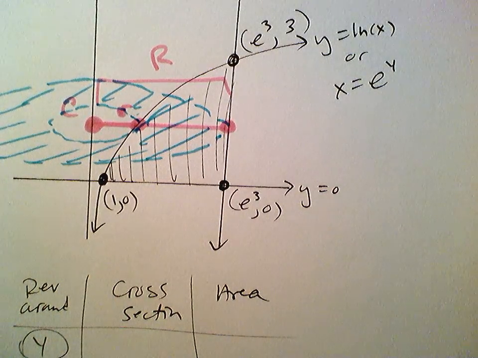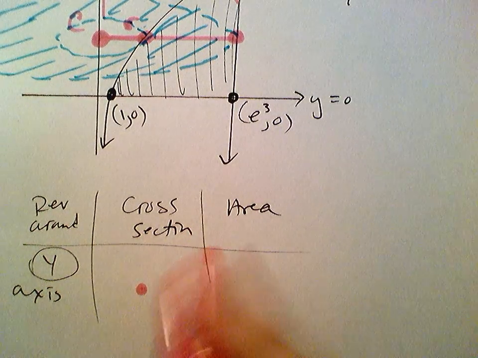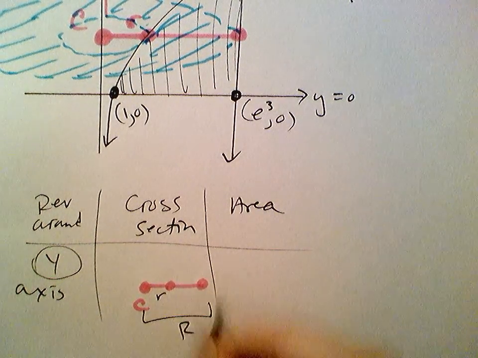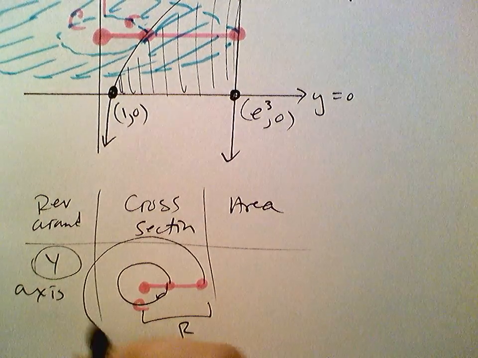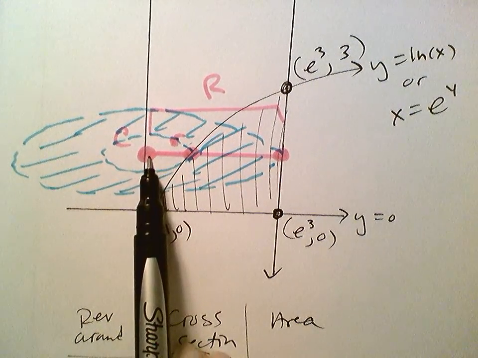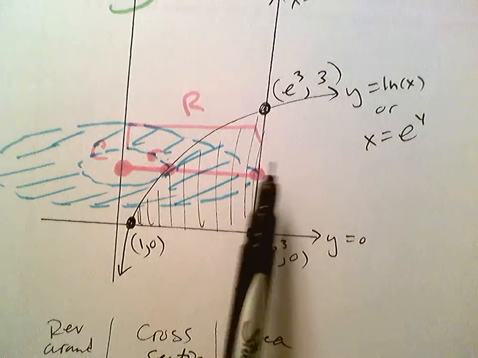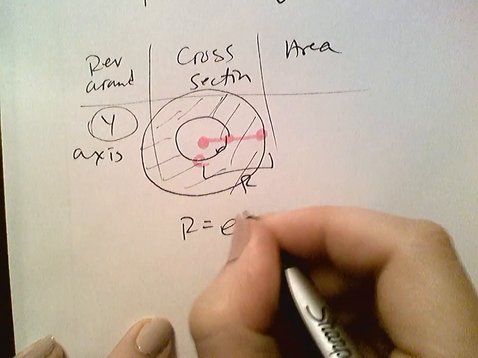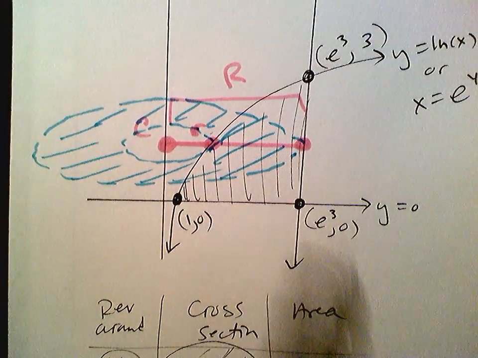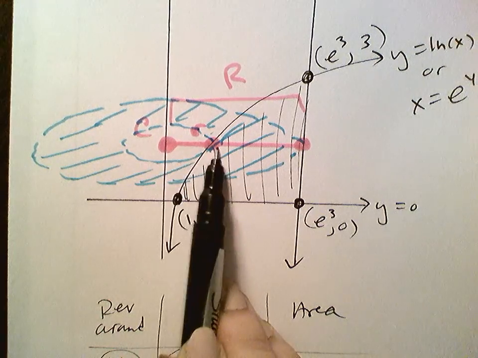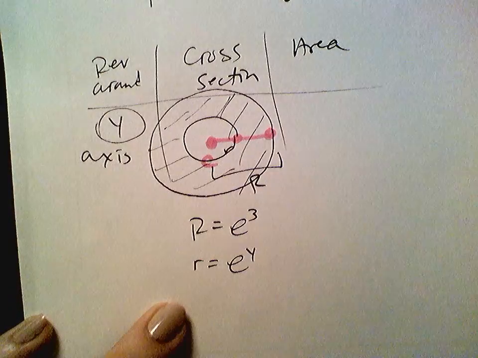Okay, so I just converted from logarithmic notation to exponential notation, and I had x solved for. Now for my cross section, there's the center of it. Little r, big R. There's the inner circle, outer circle. So I need big R. Since this is a horizontal length, I have to do right minus left. So for big R, e to the third minus 0, so just e to the third. And now little r, right minus left, so e to the y minus 0, so e to the y for little r.